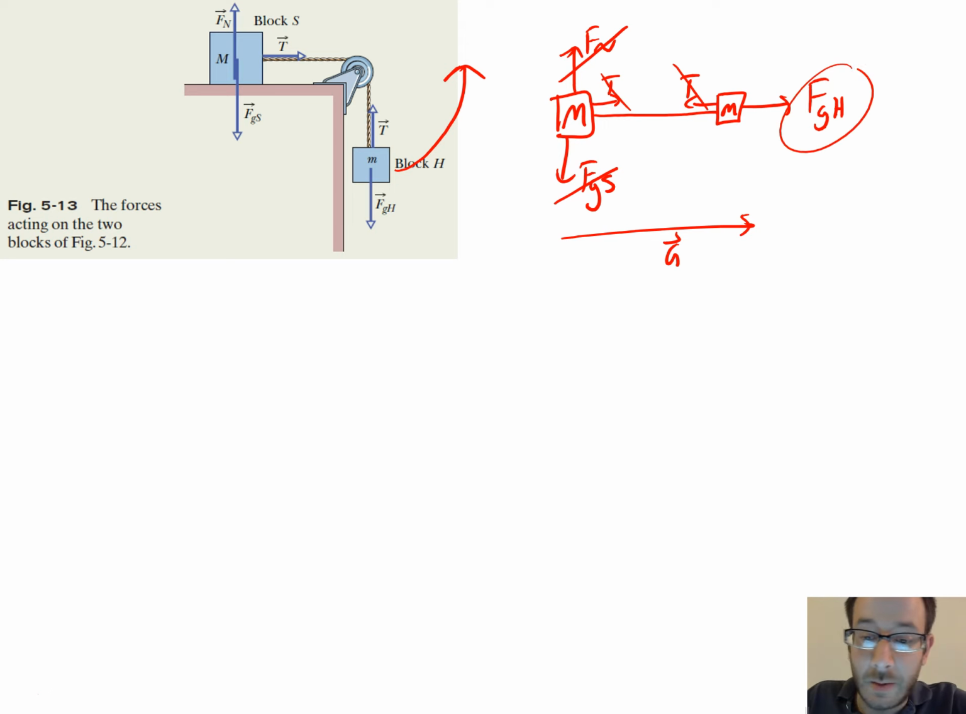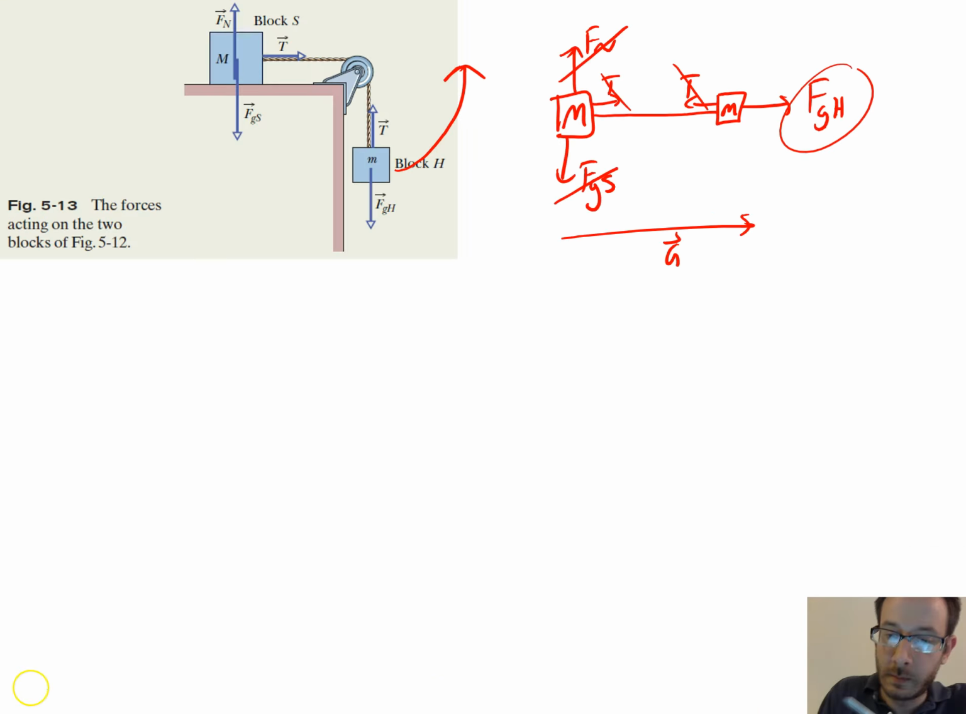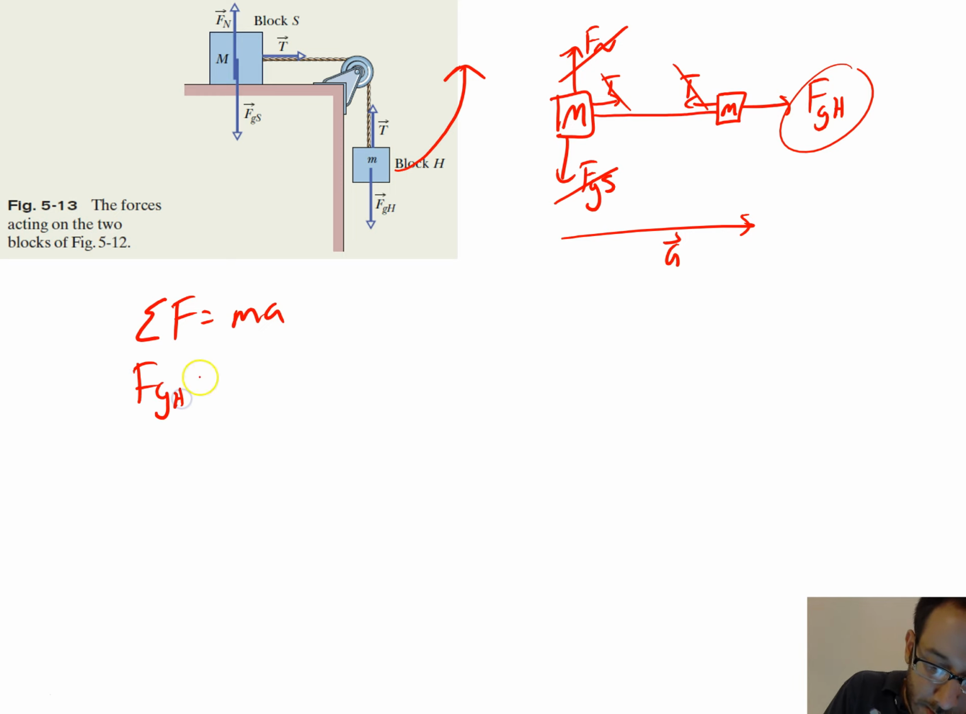All right, we take that, we plug it into our force equation, Newton's second law. So F is equal to ma. Again, this is the summation of forces, and we're just going to sum all the forces along the horizontal axis. We only have Fg, so this is going to be Fg of the hanging block, and that's equal to mass times the acceleration.